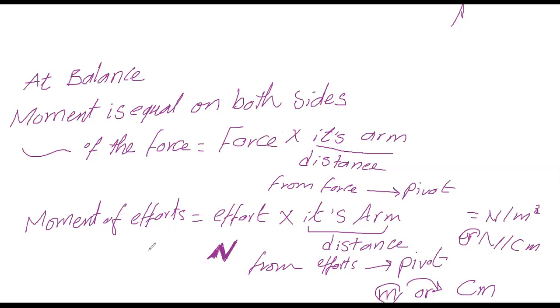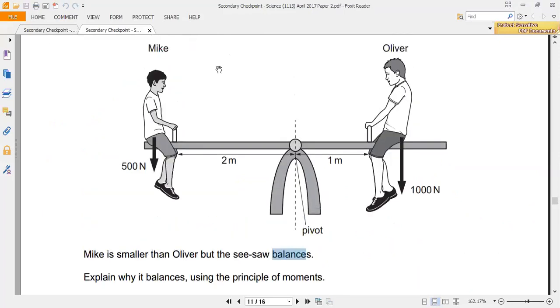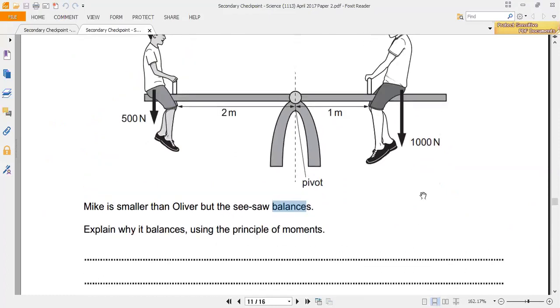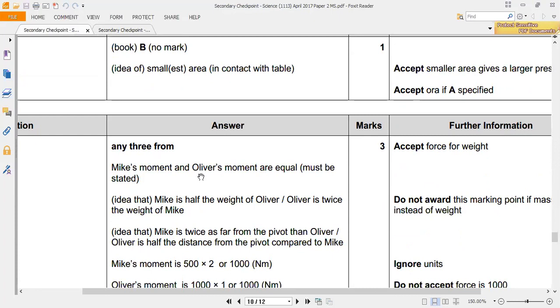Now this is a question. We have here 500 Newton at 2 meters, a pivot, 1 meter and 1000. Explain why it's balanced using the principle of moments, as I told you. This is one of the most important questions. Here's the answer: say Mike's moment and Oliver's moment are equal. This must be stated; you must mention this.